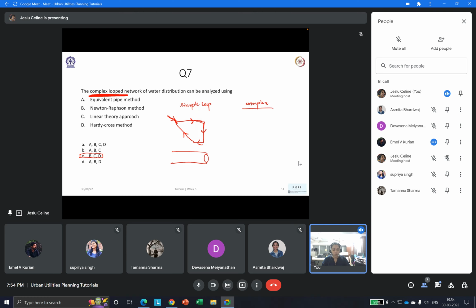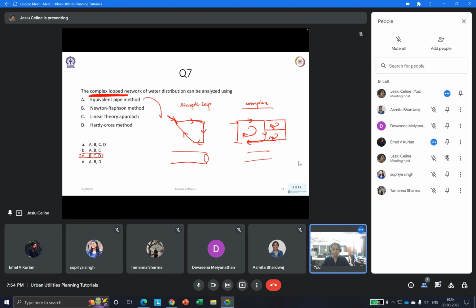But in a complex loop, what happens is that you have multiple loops. For instance, you have water coming in over here, there is one loop which is happening here, there might be another loop which is happening here. So there's one loop here, one loop here, one loop here. When there are multiple intersecting loops, you cannot reduce this to an equivalent pipe, it becomes very complex. So for this, we need other methods.